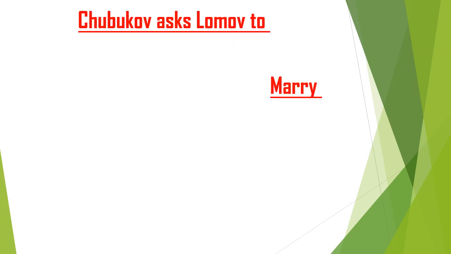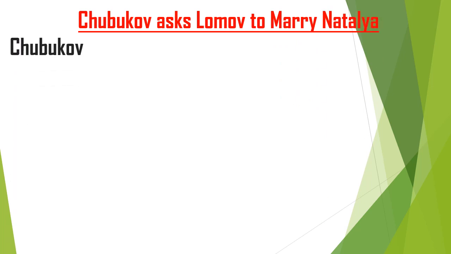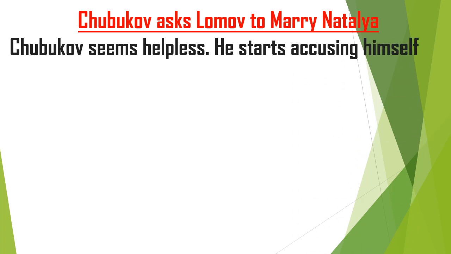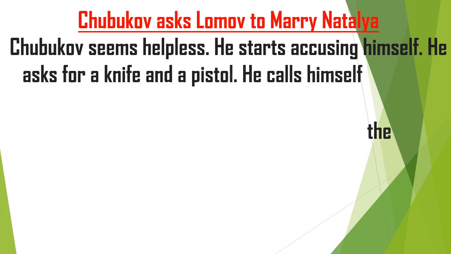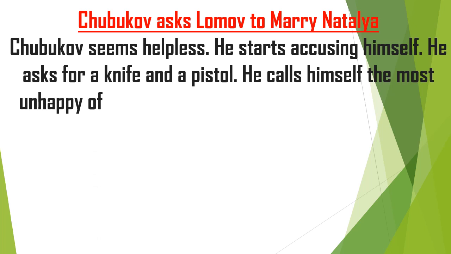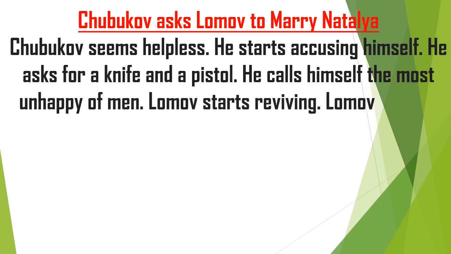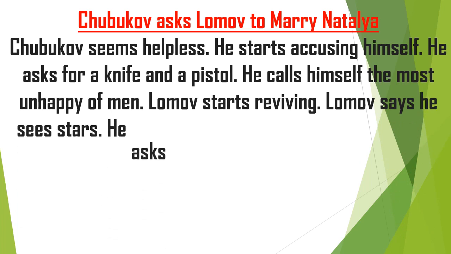Chubukov asks Lomov to marry Natalia. Chubukov seems helpless. He starts accusing himself. He asks for a knife and a pistol. He calls himself the most unhappy of men. Lomov starts reviving. Lomov says he sees stars.